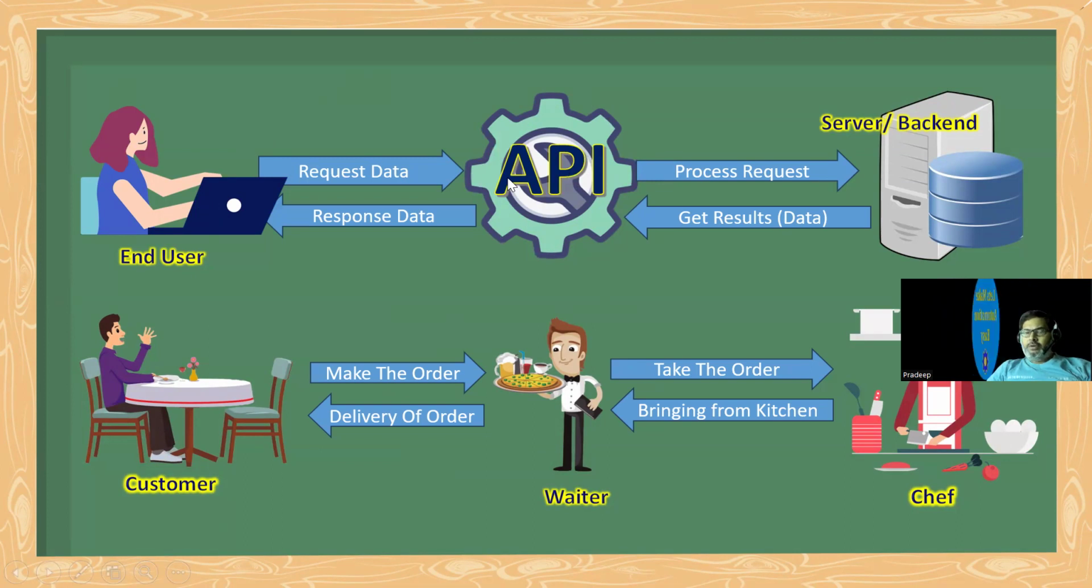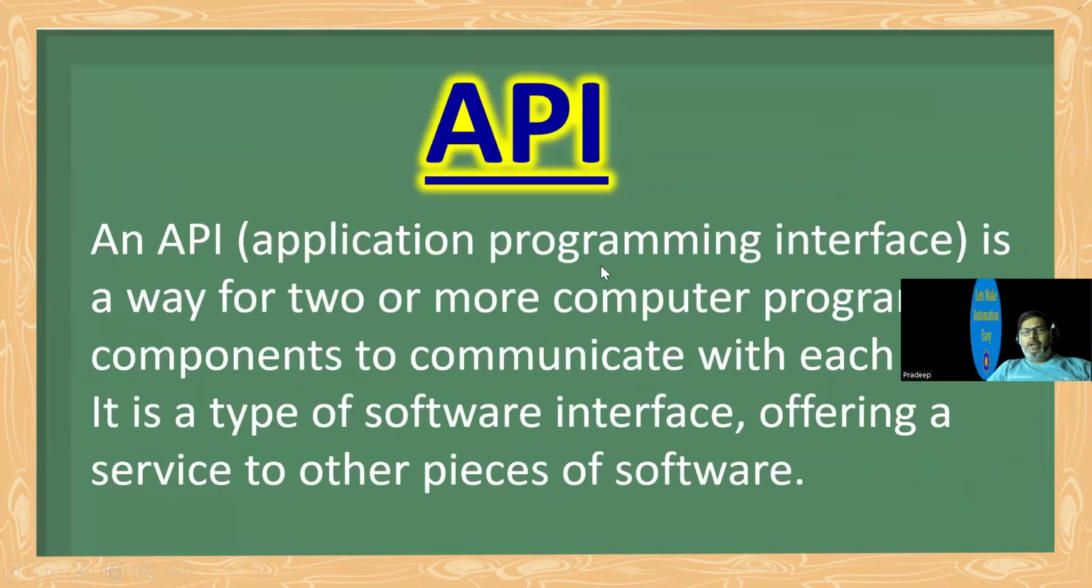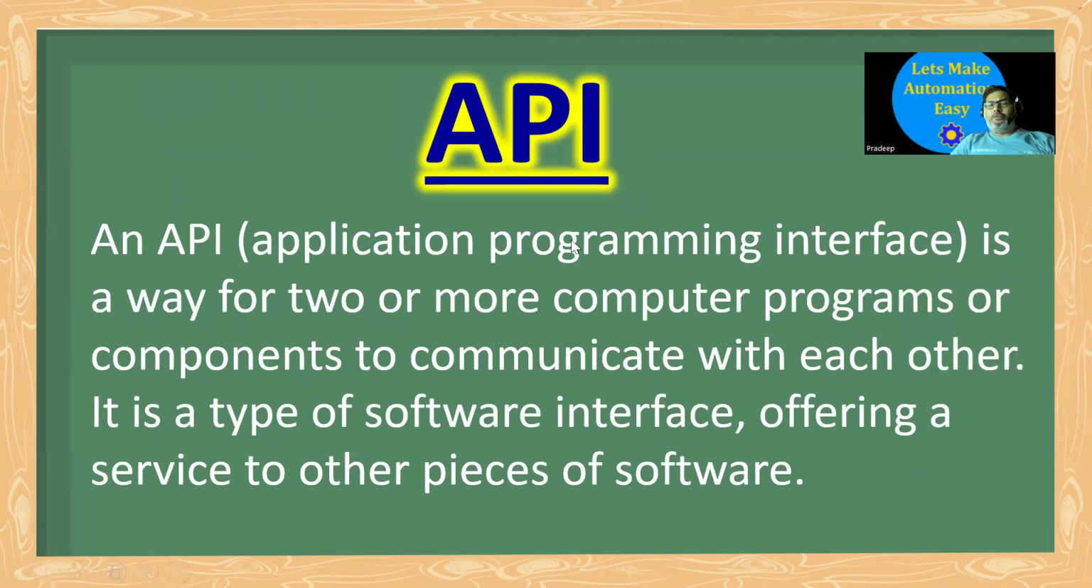Okay, so now you understand what an API is. API is an application programming interface, or you can say it is a way for two or more computer programs or components to communicate with each other. It is a type of software interface offering a service to other pieces of software. So it is clear that an API is a program, or a software, and the purpose of this software is to communicate between two computer programs or two components. Now it provides many types of services.